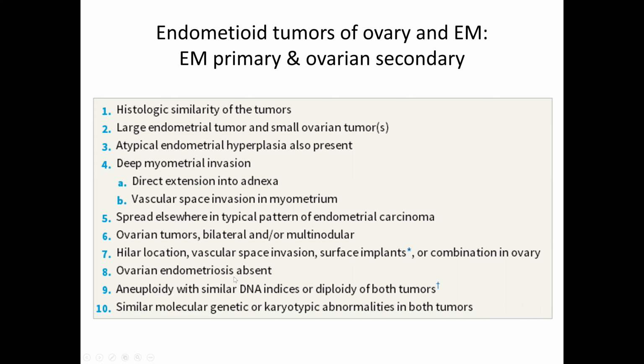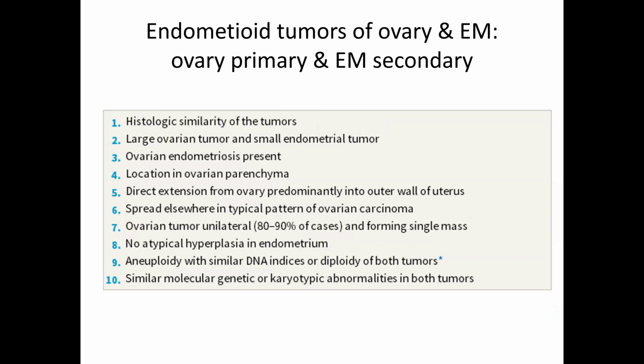We would want to see absence of ovarian endometriosis. Preferably the tumor is present in the hilum, may be associated with vascular invasion or surface involvement, and so forth. And then finally, ploidy differences between the two tumors and/or genetic or karyotypic abnormalities should be absent, or excuse me, similar in those two tumors to imply that these are derived from a common ancestor. So that's the first scenario.